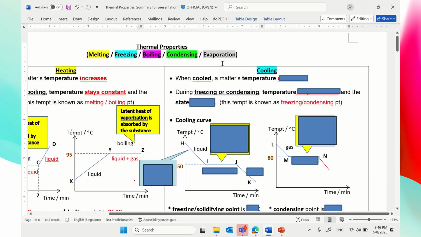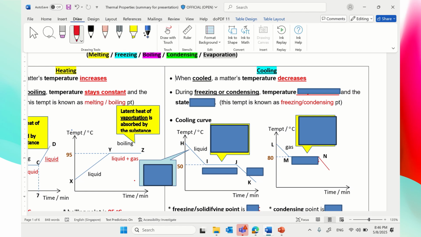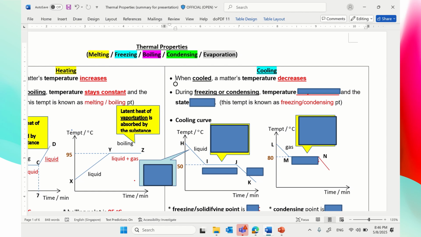Okay, so let's take a look at this right-hand side again. This right-hand side talks about the cooling curve. Cooling means temperature decreases. If temperature decreases, it means energy is given out this time. It's not absorbed. For heating, temperature needs to rise, so energy is absorbed. But for cooling, temperature decreases. Energy is given out. So I'm going to draw the arrow this way.